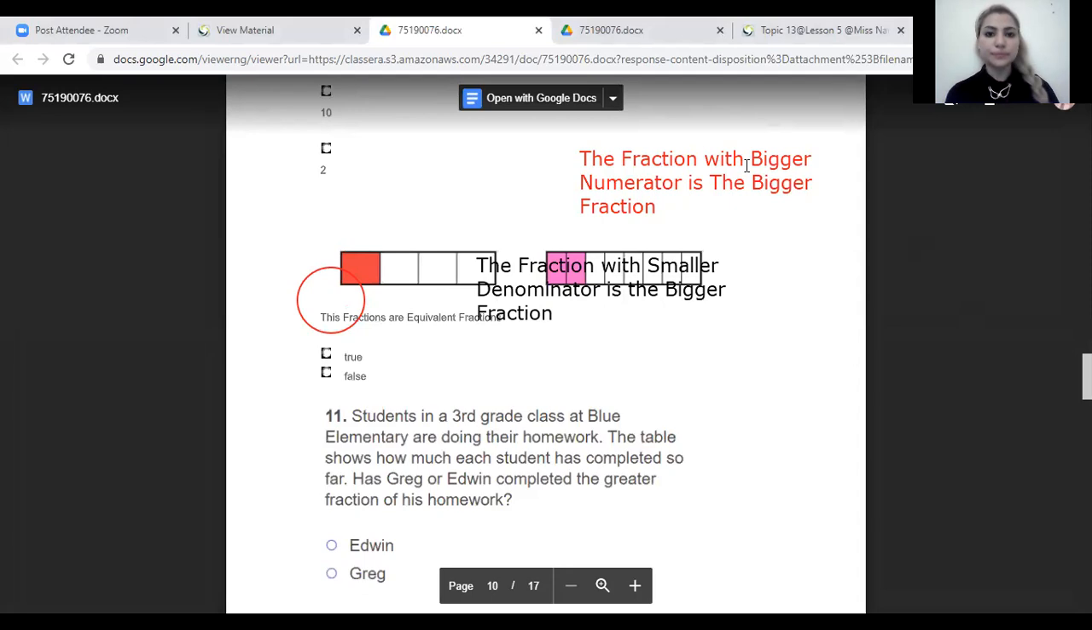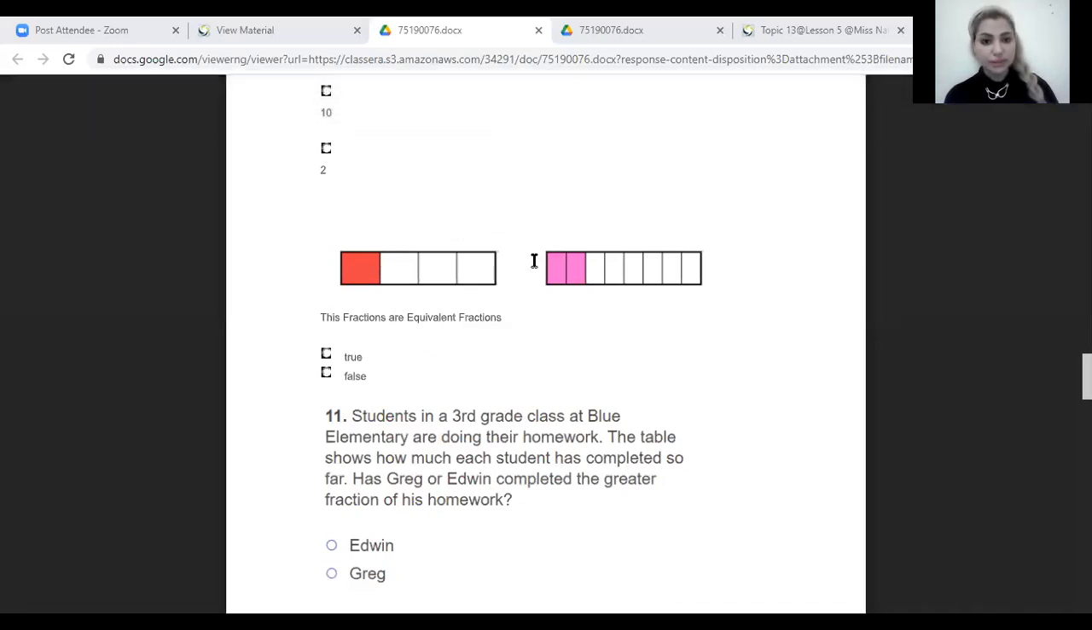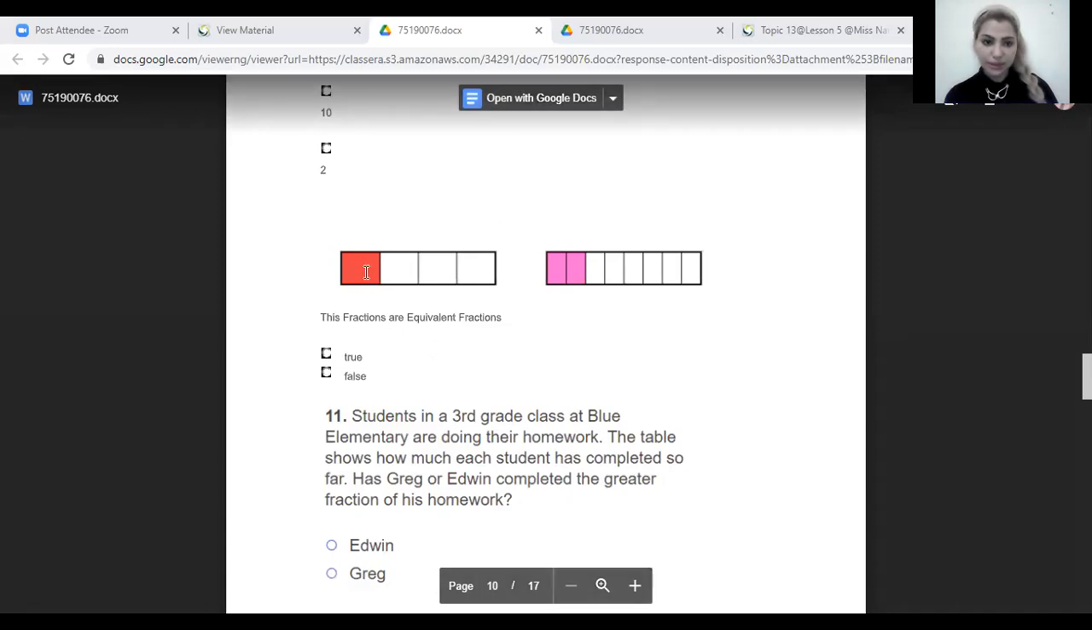Okay, so he is now telling me that, okay, so, okay, my lovely girls, let's complete. So here, these fractions are equivalent fractions. They are the same. Yes, you see here that the red equals the violet area. So yes, true, they are equal to each other. Let's go to the next question.